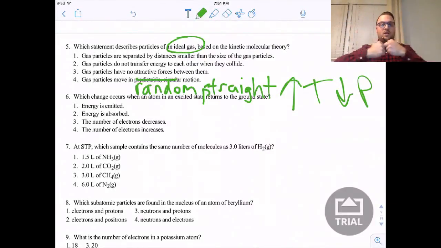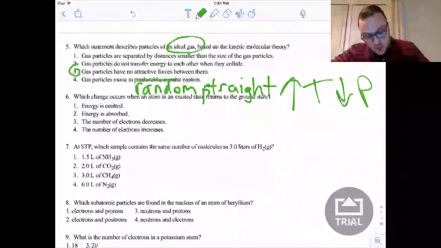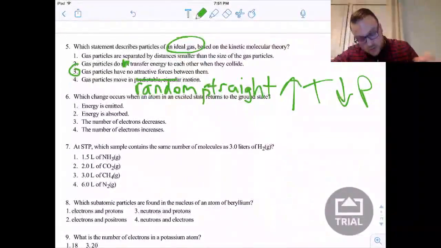They have no attractive forces between them. That's correct. They do transfer energy when they collide with each other. They are separated by distances that are very large.